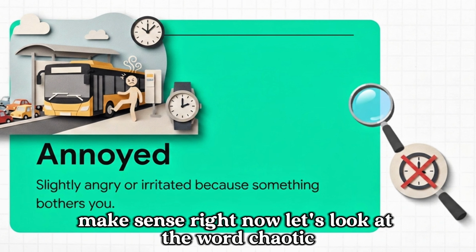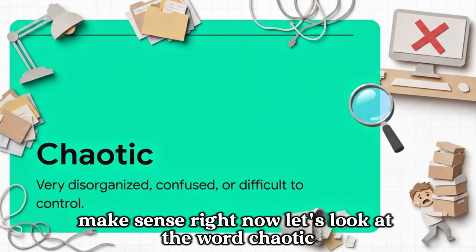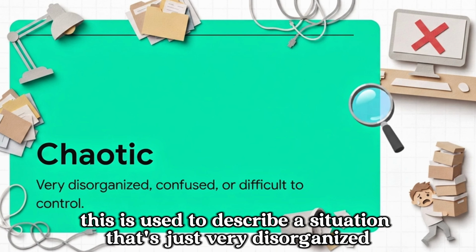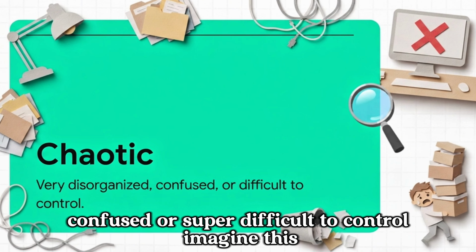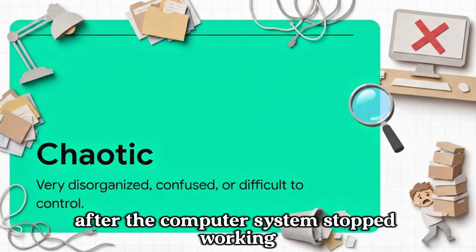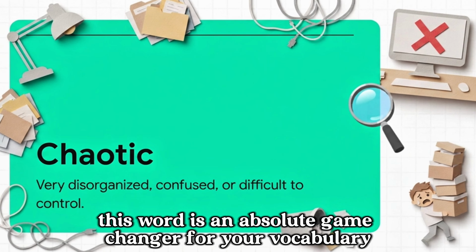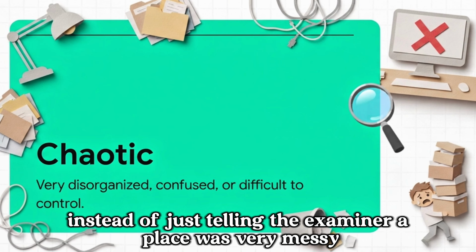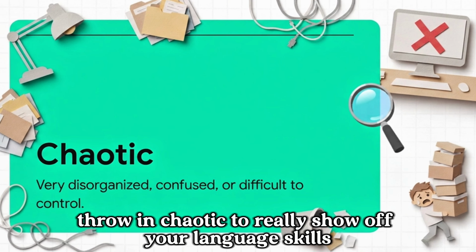Makes sense, right? Now, let's look at the word chaotic. This is used to describe a situation that's just very disorganized, confused, or super difficult to control. Imagine this. The office was completely chaotic after the computer system stopped working. This word is an absolute game changer for your vocabulary. Instead of just telling the examiner a place was very messy, throw in chaotic to really show off your language skills.